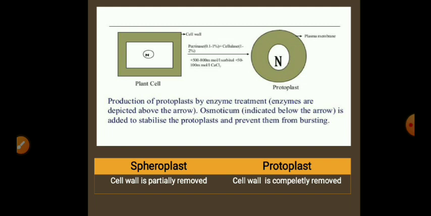So here on the right side we are looking at the protoplast. It is without a cell wall, so the outer membrane is the plasma membrane. There are two different concepts: one is spheroplast, another is protoplast. When the plant cell wall is partially removed, it is called a spheroplast. When the cell wall is completely removed, it is called a protoplast.